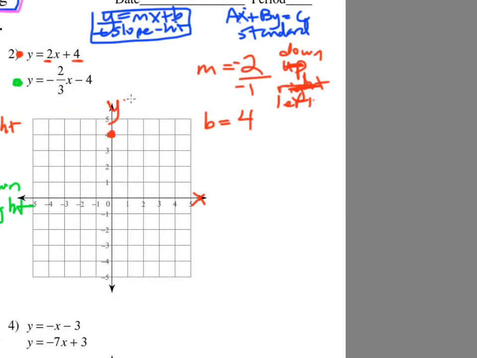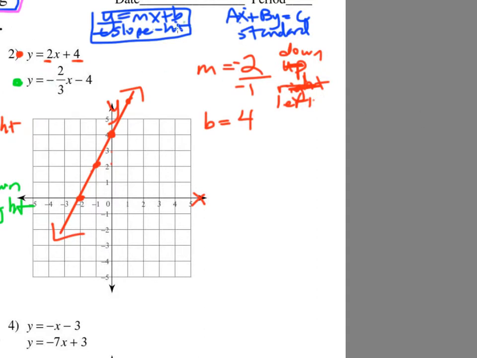So instead of going up to right 1, I can guess it's going to be right about there, but you can guess if you want. But let's just go ahead and see if it works. Down to left 1. Yeah, that looks about right. All right, so let's draw our line. And don't forget your arrows. There we go.